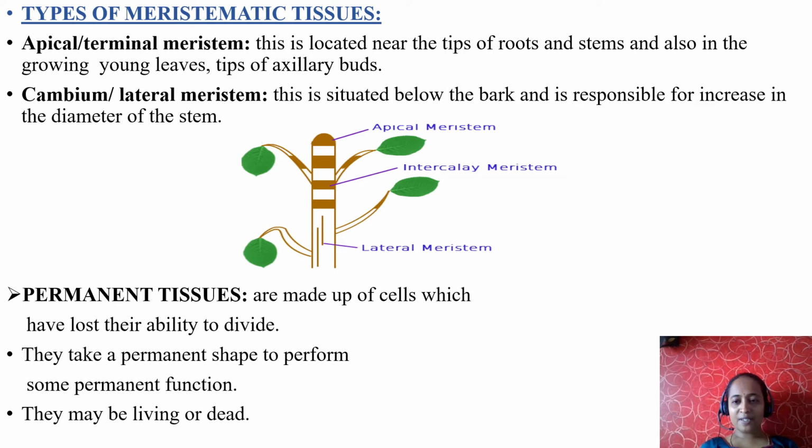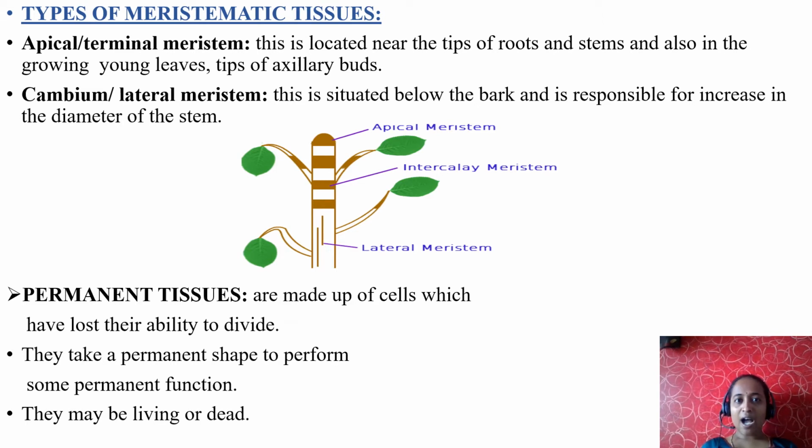Now, types of meristematic tissue. There are three types of meristematic tissue, but in your syllabus they have given only two, that is apical and lateral. Let us see the three types of meristematic tissue: apical or terminal meristem, cambium or lateral meristem, and intercalary meristem.